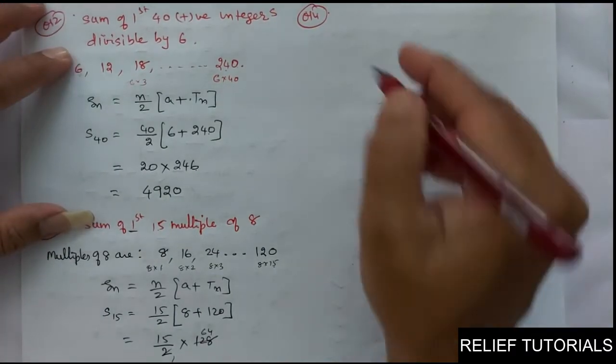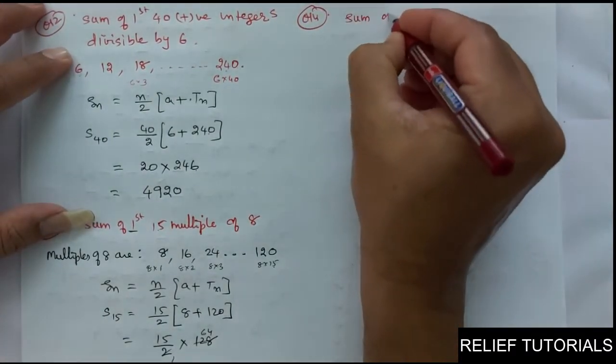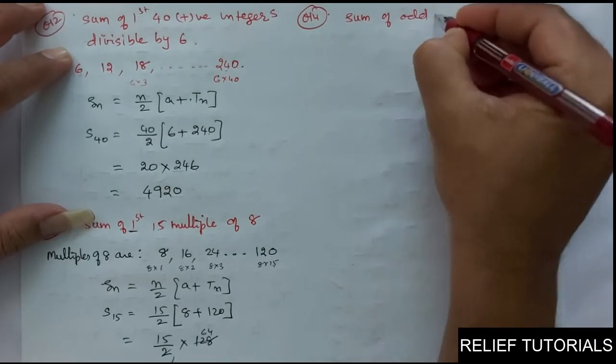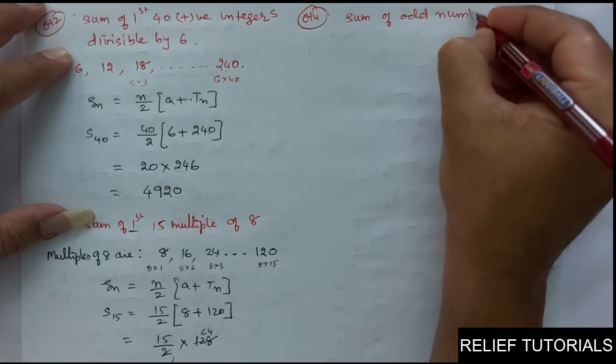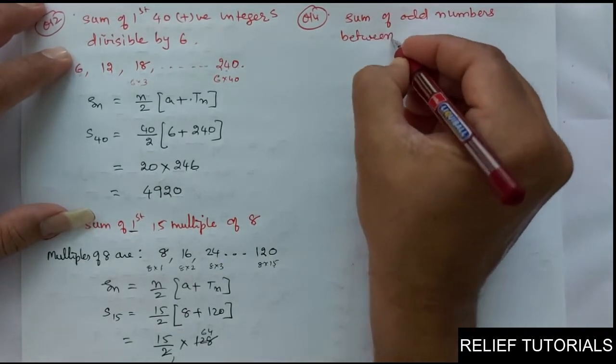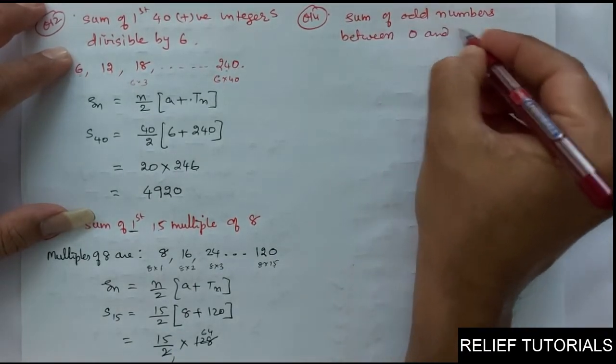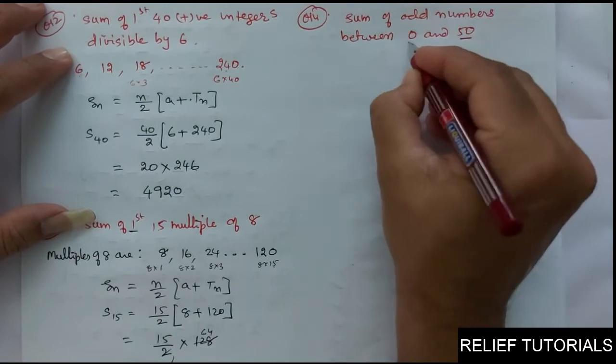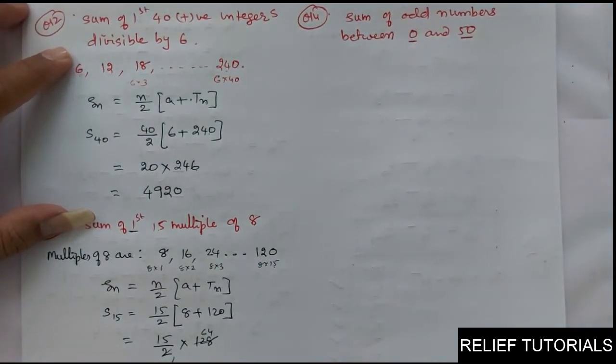Find the sum of odd numbers. Sum of odd numbers between 0 and 50. You want to find the sum of odd numbers between 0 and 50.